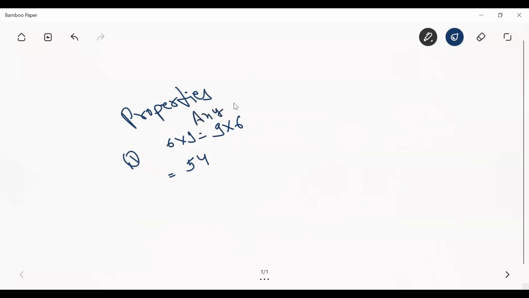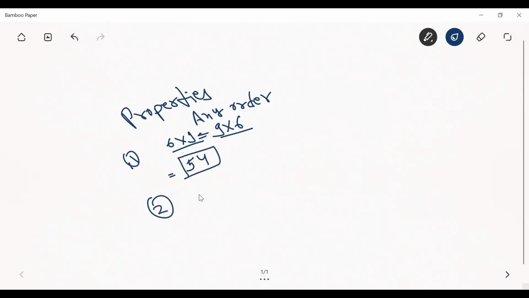Got it? Now, what are the properties of multiplication? Same thing, 6 into 9 or 9 into 6. We get the same product of any numbers in any order. Either we write 6 into 9 or 9 into 6, the order is different, right? Still we get the same product.